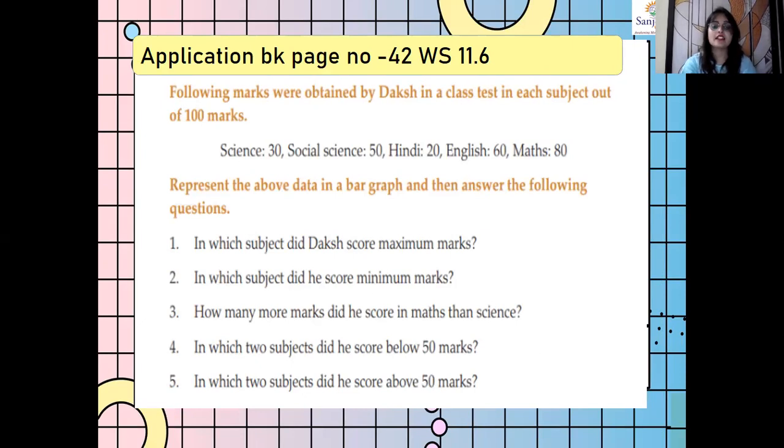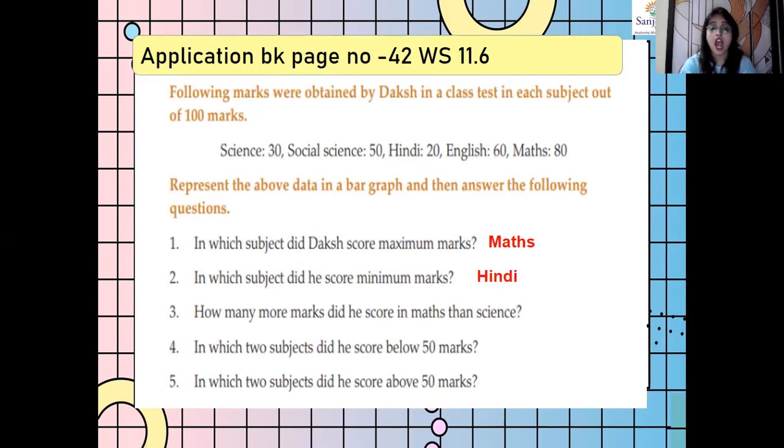Okay, represent the above data in a bar graph. We have already done that. And then answer the following questions. Look at the first question. In which subject did Daksh score maximum marks? He has scored the maximum marks in math subject, right? Second, in which subject did he score the minimum marks? That is which subject? 20, that is Hindi, right?